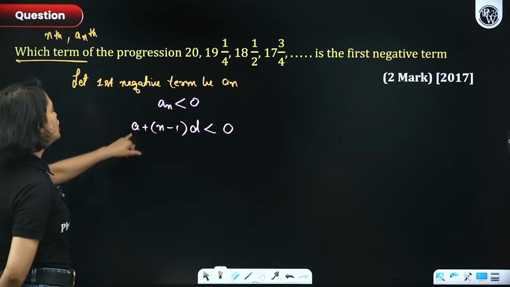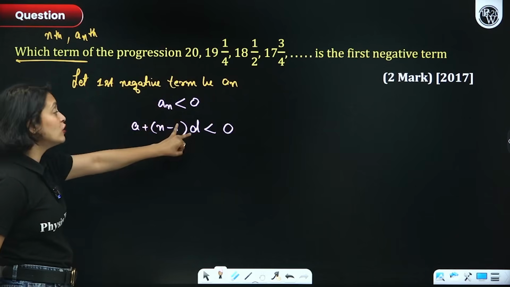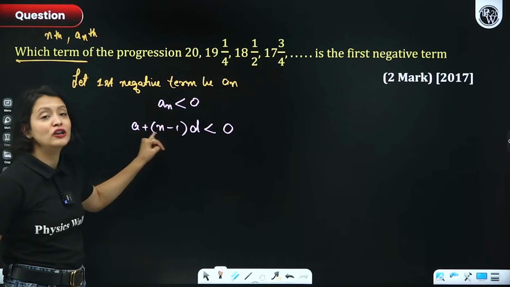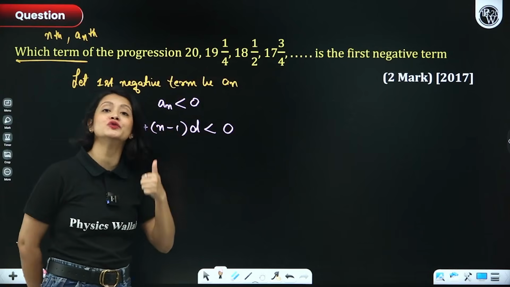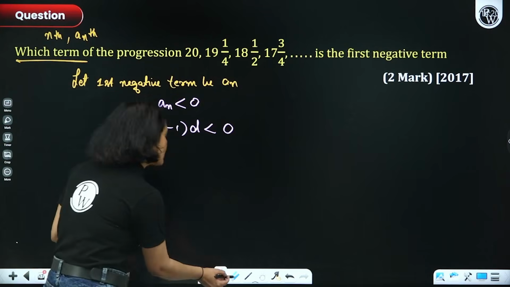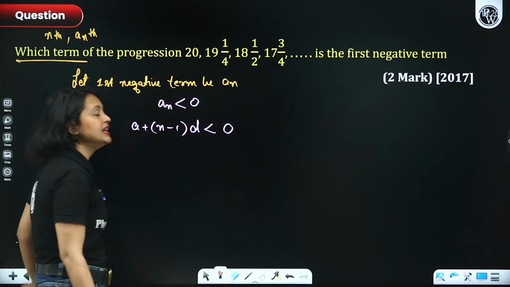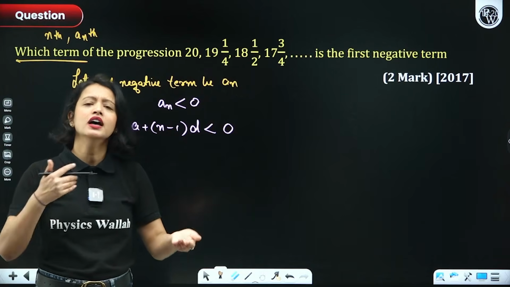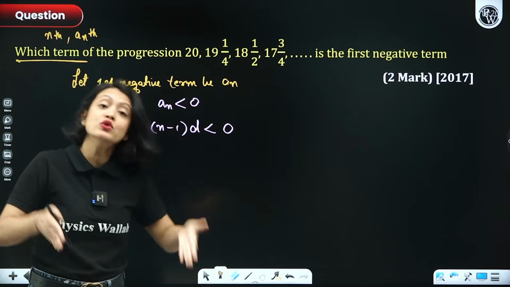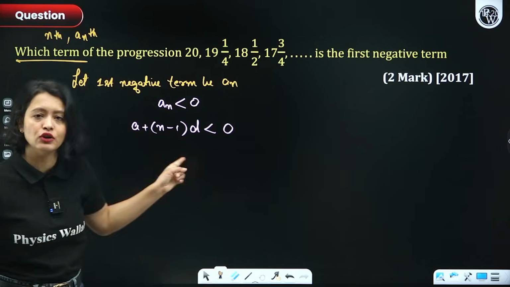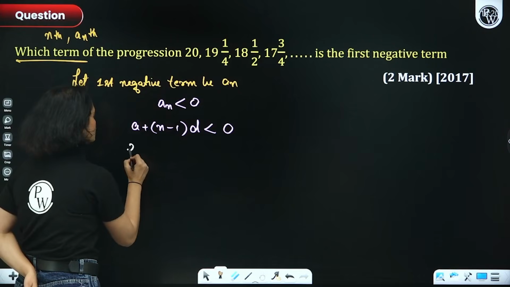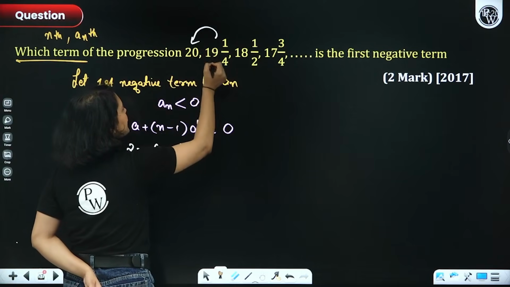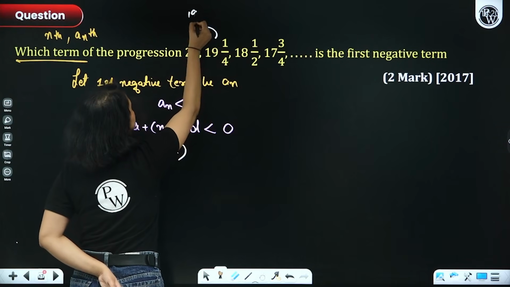I know the value of a because the AP is given. I know the value of d because again the AP is given, so I can figure out d very easily. What I do not know is the value of n, so the first thing we are going to do is figure out the value of n. Remember, whenever you have an inequality, please don't be afraid of it. Inequalities are almost similar to equalities; the process of solving an inequality is almost the same as solving an equality. First, let's put everything here: 20 plus (n minus 1) into d. What is d, everyone? Just subtract: 19 1 by 4 minus 20. So d is this.